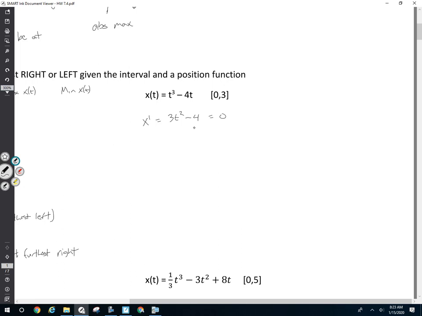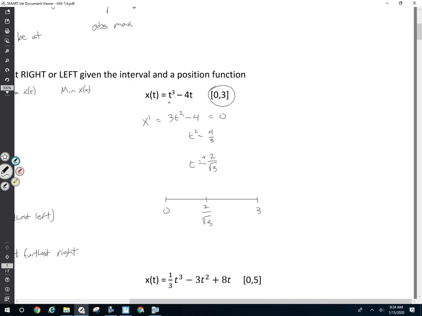I will add 4 divided by 3. Take the square root. And I get square root of the top is 2. The square root of the bottom is root 3. And that gives me plus or minus. I won't need to worry about the minus because I'm talking about an interval from 0 to 3. The only value that's between 0 and 3 is the positive 2 over root 3. I'm not going to rationalize that.